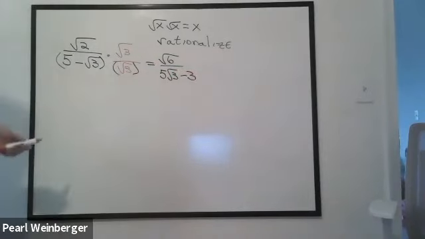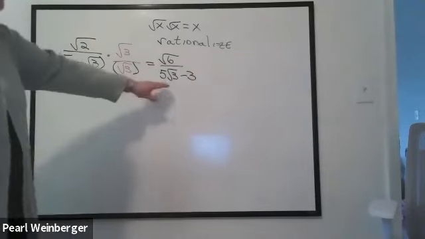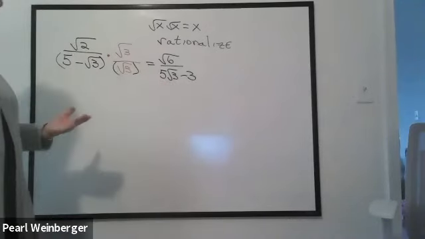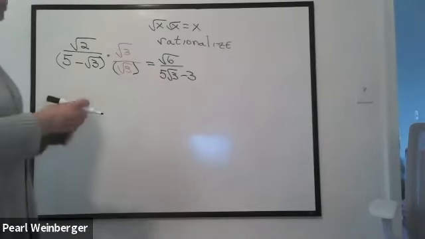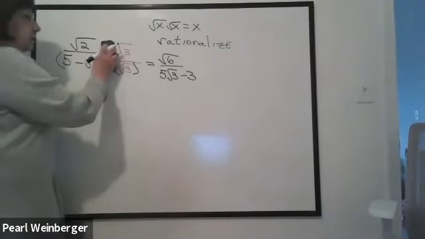But if I look at my answer here, it hasn't solved my problem. My denominator is not a rational number. I have not rationalized this denominator because I still have a square root of 3 in my denominator. So the method I used, which seemed to make so much sense, is obviously wrong. So let's see what method we could use that will rationalize this denominator.